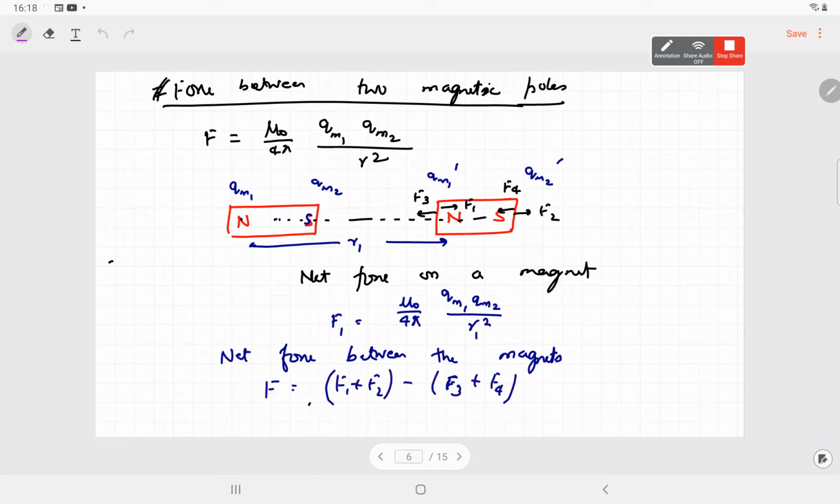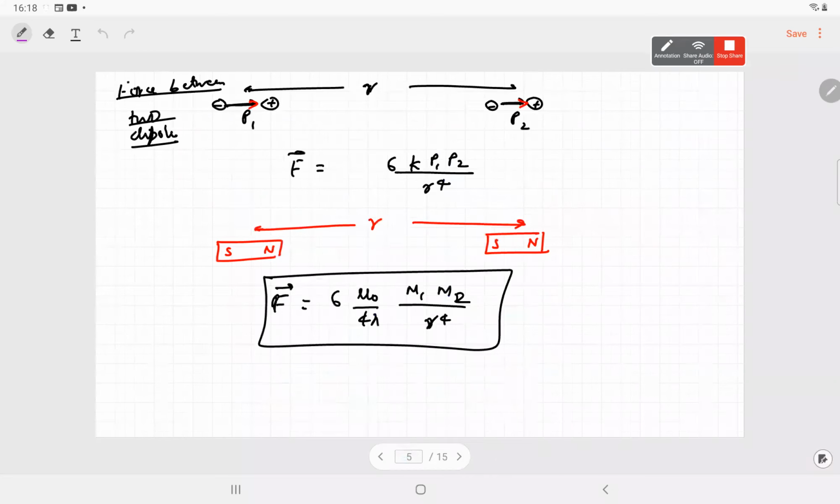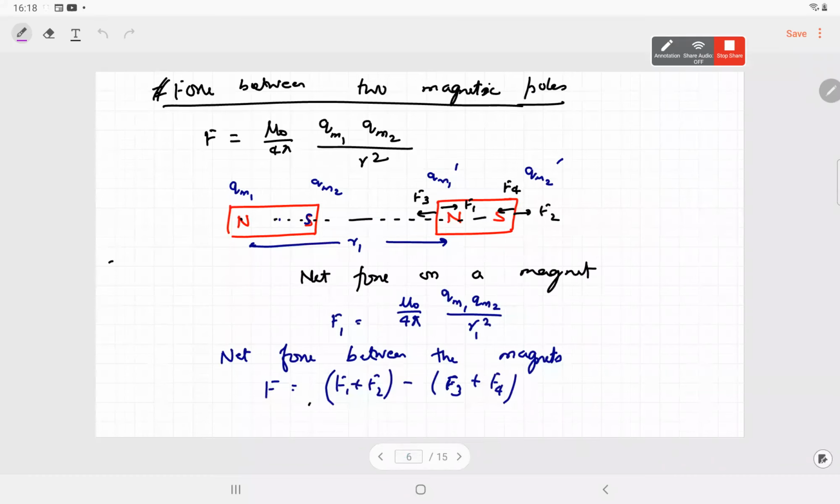If we have to find the force between any two large magnets placed near each other, the previous formula is only applicable for a short bar magnet, and when the distance between them is quite larger than the length of the magnet. Between one pole and another pole, the formula can be derived similar to the electric field formula, like Coulomb's law. 1 by 4 pi epsilon naught q1 q2 by r square. Here it becomes mu naught by 4 pi qm1 qm2 by r square.